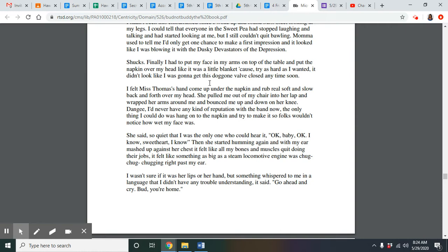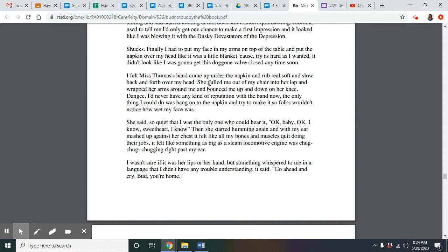I felt Miss Thomas's hand come up under the napkin and rub real soft and slow back and forth over my head. She pulled me out of the chair into her lap and wrapped her arms around me and bounced me up and down on her knee. Dangy. I never had any kind of reputation with the band now. The only thing I could do was hang on to the napkin and try to make it so folks wouldn't notice how wet my face was.